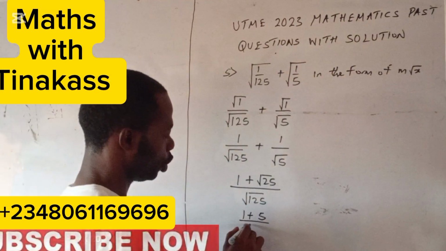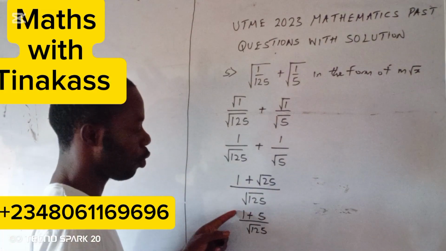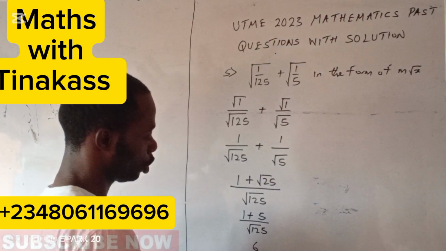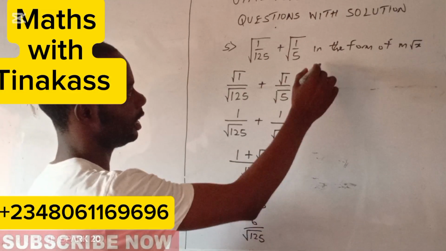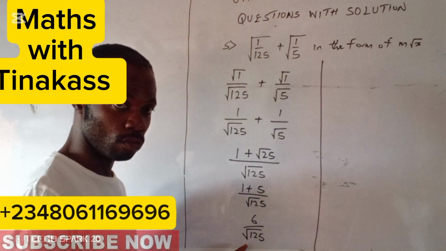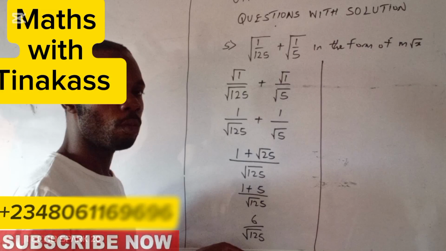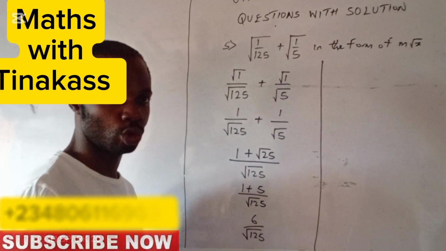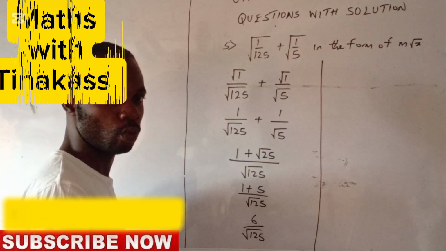Then over square root of 125. I can add this together. 1 plus 5 is 6. I have 6 over root 125. Now we would have left our answer in this form, but you remember, when we are dealing with surds, the denominator must not be in surd form. The numerator can be in surd form, but the denominator must not be in root. So we are going to rationalize.